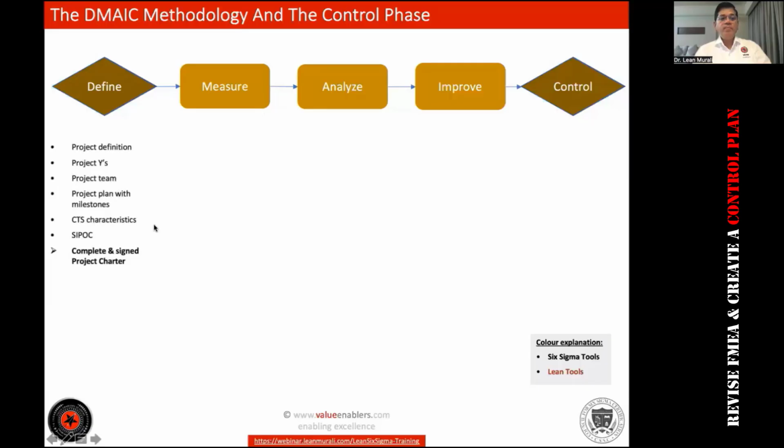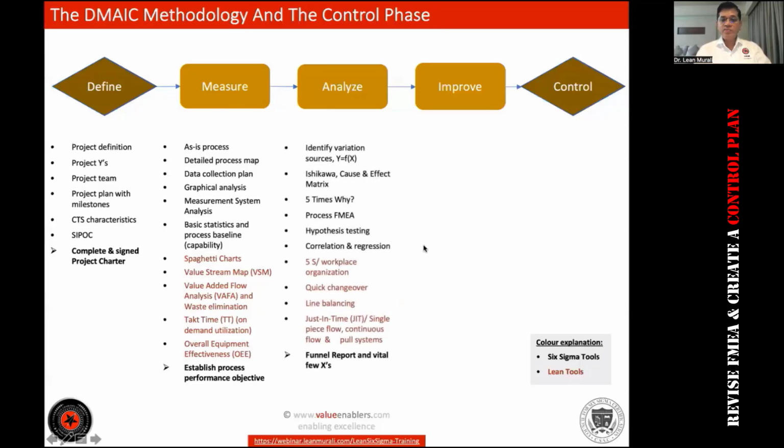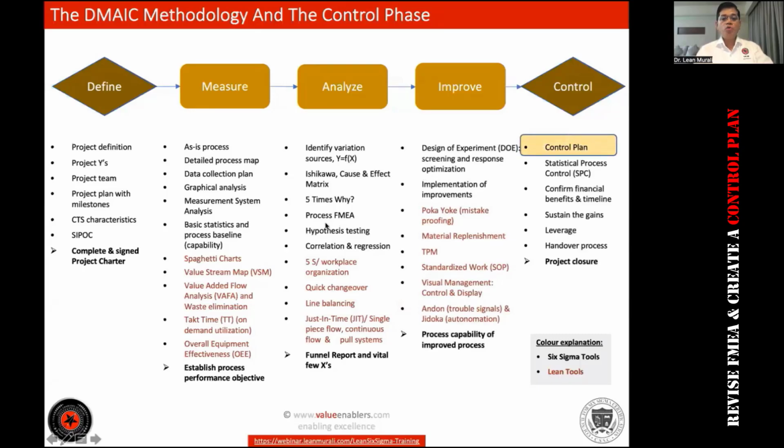Okay, in the define phase, we have covered all these chapters, and in the measure phase, we have covered so many of these lessons. And in the analyze phase, we have covered everything. In the improve phase, control phase, and we are going to go through this control plan. All of you type CP in the chat box, which is control plan. Fantastic.